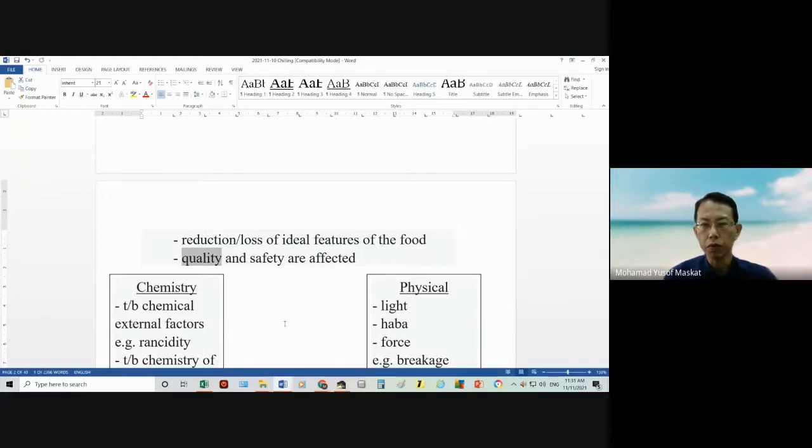Even though there is nothing wrong between blue and dark, it is defined by the preference of the consumers. So that is quality. Taste, for example, and the color, and the viscosity, all of those are quality aspects. It does not affect the health of the consumers, but depends on the preference of the consumers.